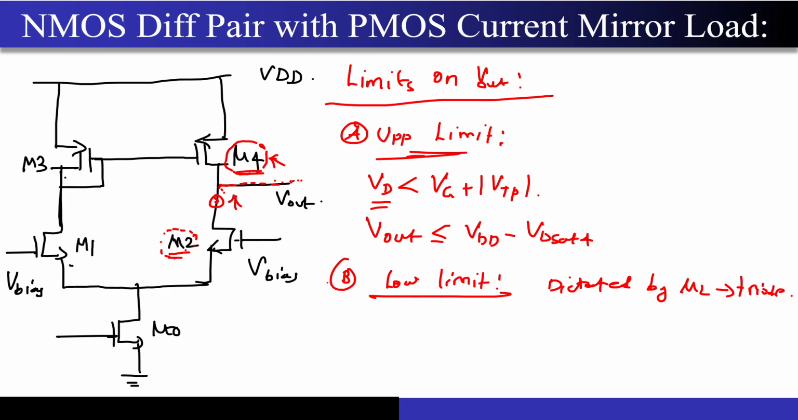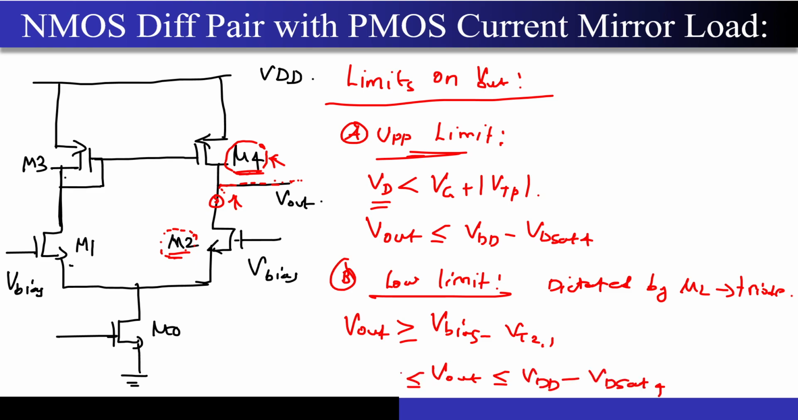Correct? So now if I write the condition, what will be the condition? The VD should be greater than or equal to VG minus VT, the V bias minus VT2 or 1. Correct? So the limits on the V out, if you write, they will be VDD minus VDsat4 on the upside, and on the lower side I have this particular limit, V bias minus VT1, 2. So this we have already seen.